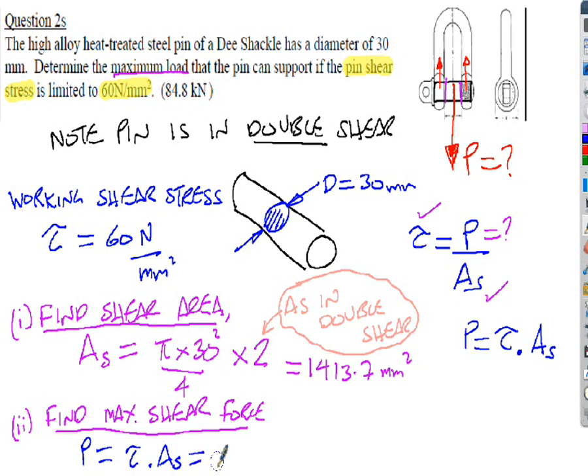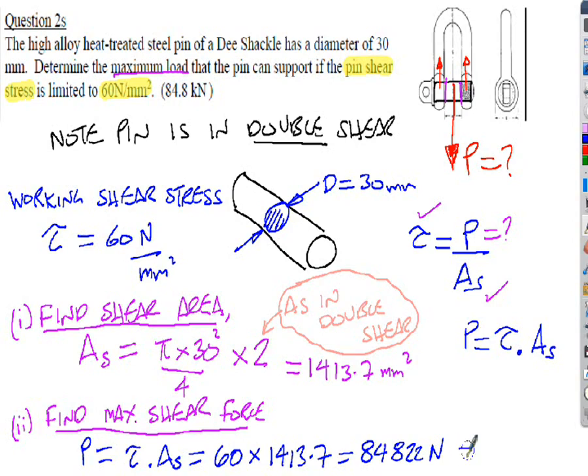In this case the shear stress that we're allowed to use is 60 newtons per millimeter squared, and we've just worked out the area above. So just going to multiply those terms together and see what we get. According to my calculations, that's 84,822 newtons we've used here, and they've got it in terms of kilonewtons.